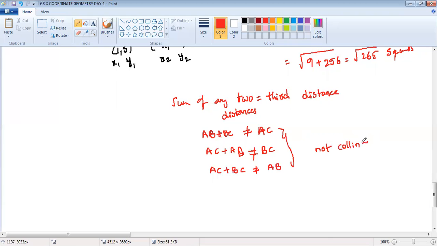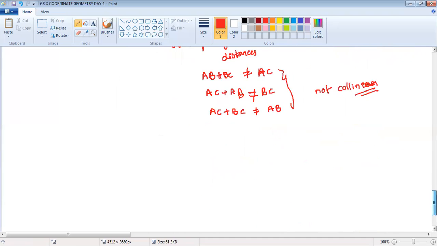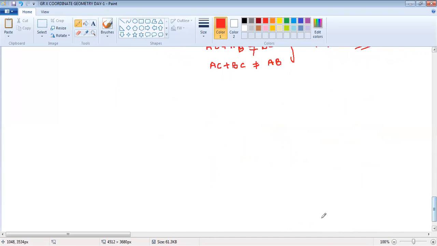That's all. Not collinear. Have you understood, Vaibhav? Yes, sir. Right. Now I'll give you a problem. Please do it.